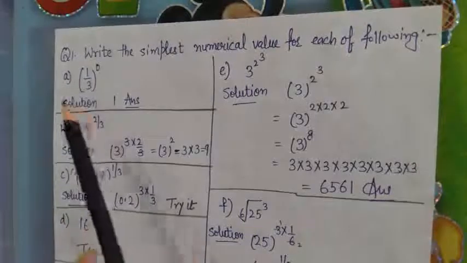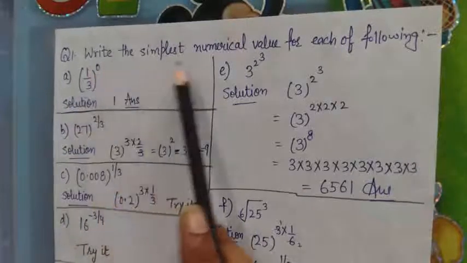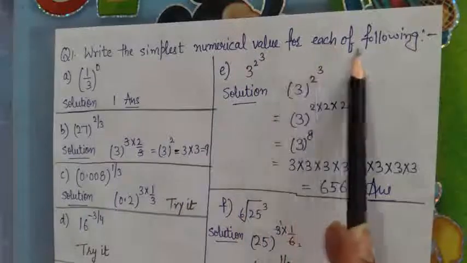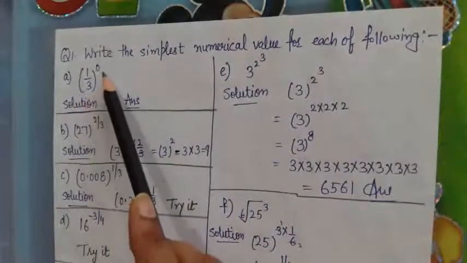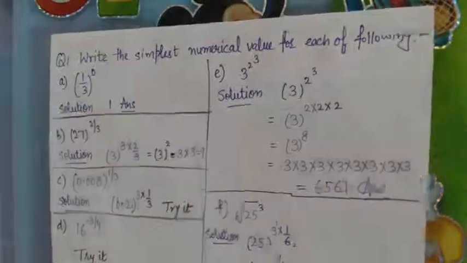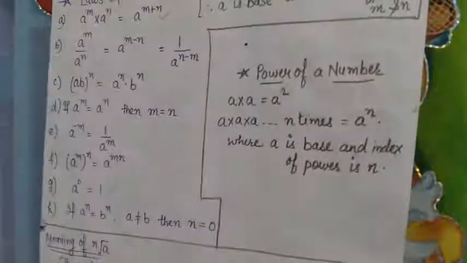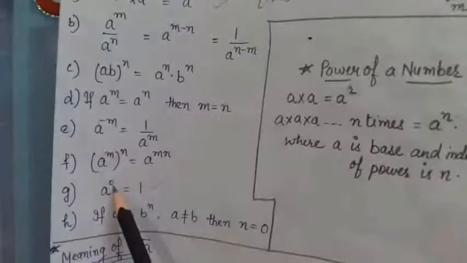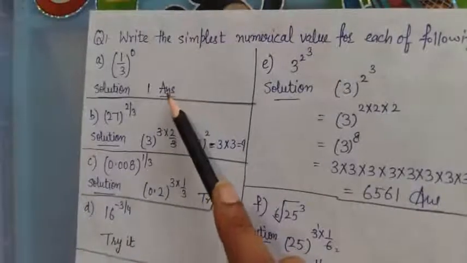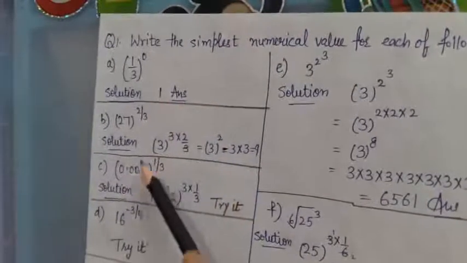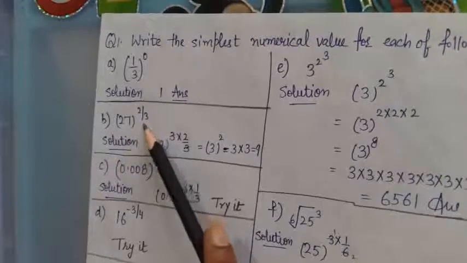Now look at your question number 1. Write the simplest numerical value for each of the following. The statement is (1/3) raised to power 0. Now I have already told you, if any value is raised to power 0, then the answer is always 1. So the answer is 1. Is that clear?